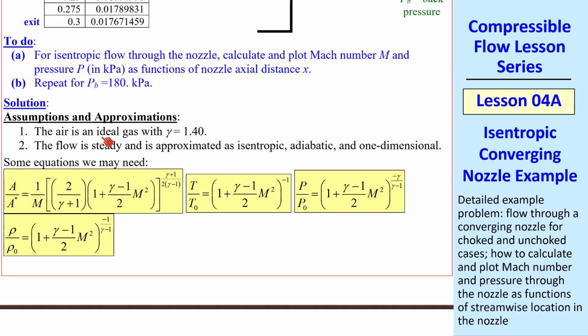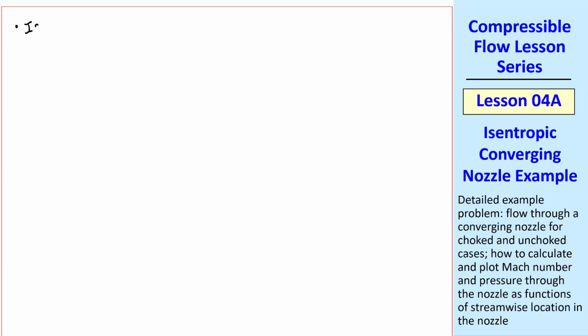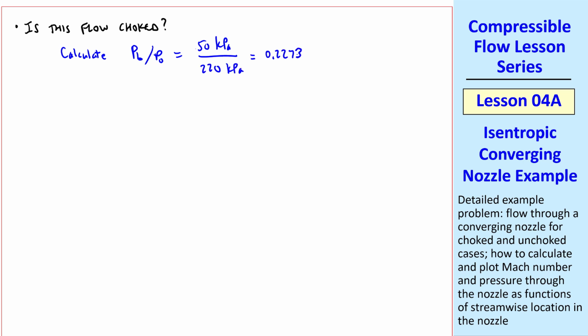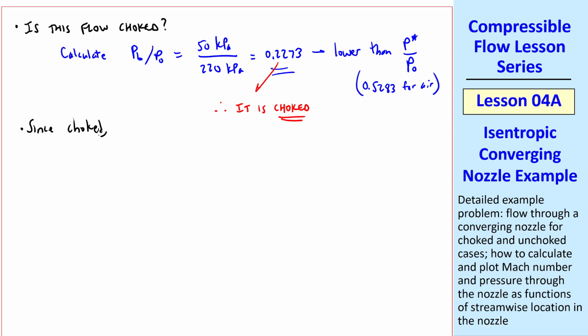We make the usual assumptions and approximations: ideal gas and it's air, steady, isentropic, adiabatic, and one-dimensional. Here's our area ratio versus Mach number relationship and our equations for isentropic flow. The first thing is to figure out if this flow is choked. To do that, we calculate PB over P naught and plug in our known values to get 0.2273. This is lower, in fact much lower, than P star over P naught, which is about 0.5283 for air. Therefore it is choked. And since it is choked, A star is the actual exit area.